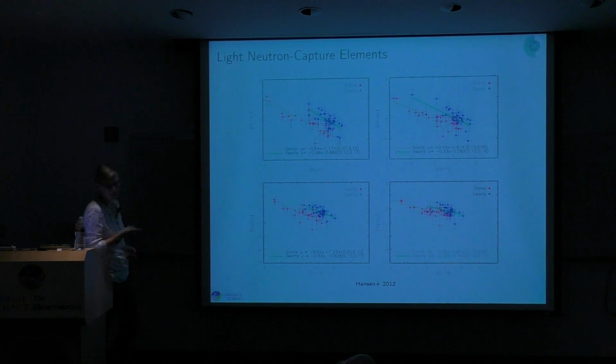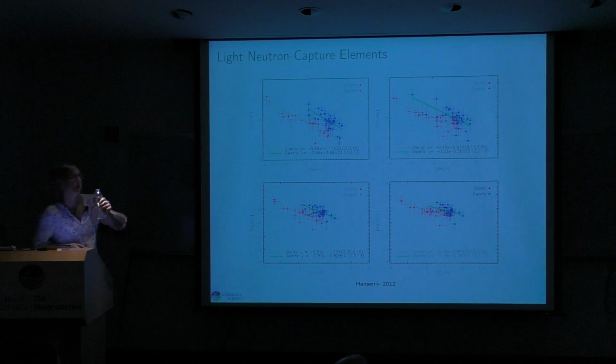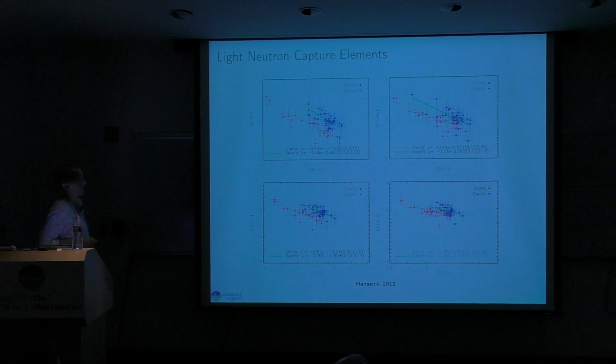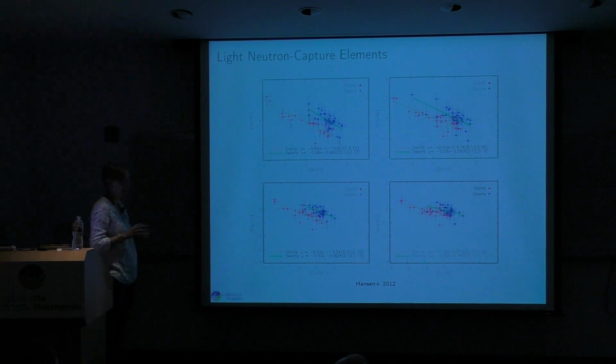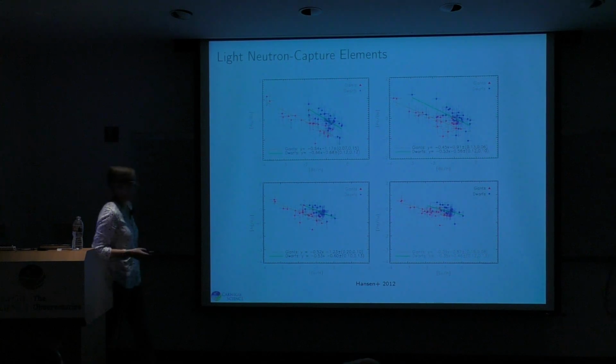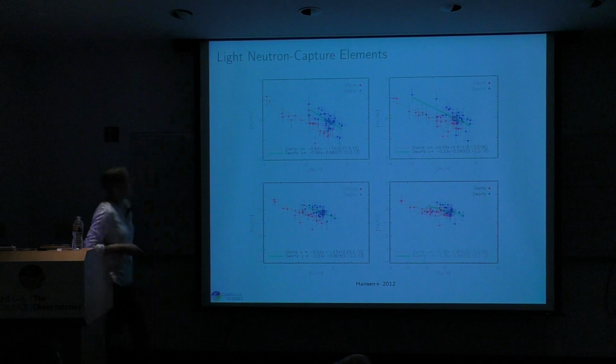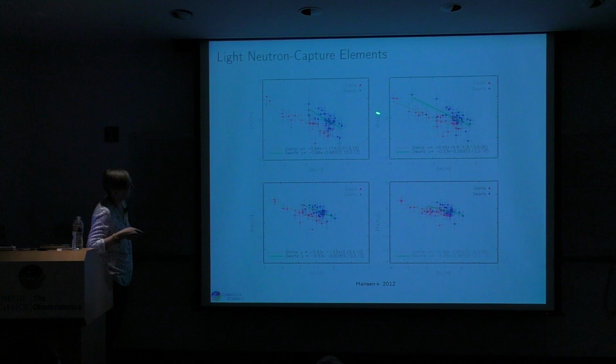And Camilla Hansen looked into this some years ago, where she measured the abundances of silver and palladium in a large sample of metal-poor stars. These are not R-process enhanced stars, these are just regular metal-poor stars. And she compared these abundances to barium and europium, which are some of the heavy R process elements. Barium is technically an S process element when you go to higher metallicity. And so what you see here is the silver over barium ratio and palladium over barium, silver over europium, and palladium over europium as a function of barium and as a function of europium.